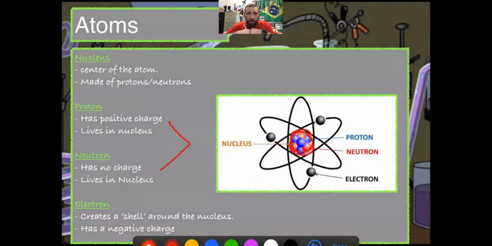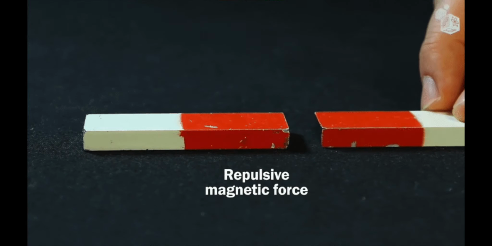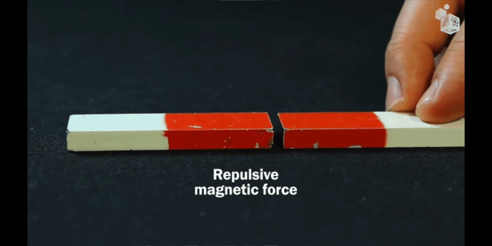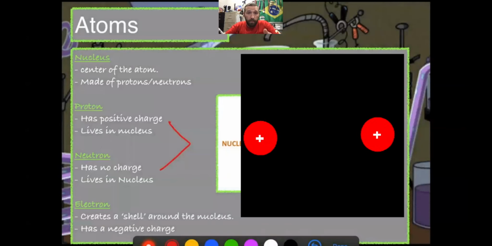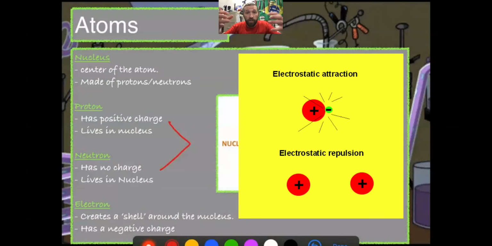They don't want to be near each other and they don't want to touch each other. If you've ever had a magnet, if you take the north side of a magnet and the north side of another magnet and try to put them together, they push each other away. And this is what protons do when they're in the center of a nucleus. They want to push each other away.